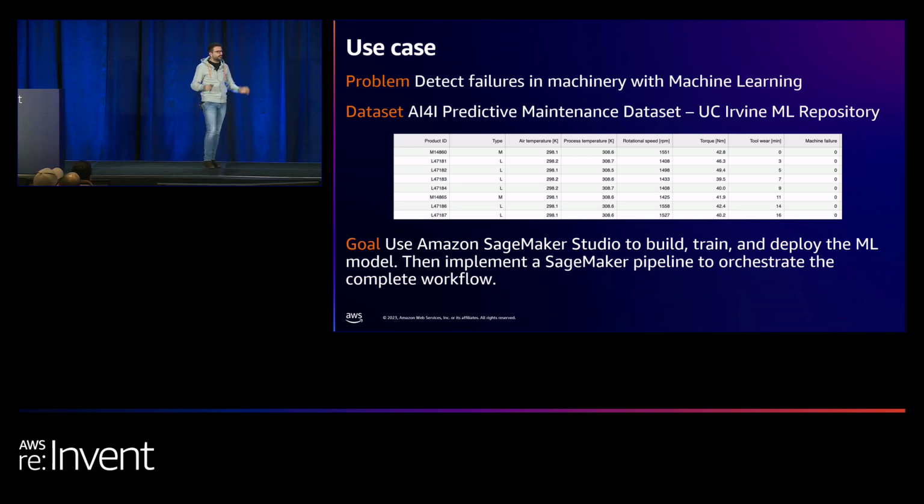So as you can imagine, we want to train a binary classification model here to try to address this use case. And what we're going to do is use SageMaker Studio to build, train, and deploy the machine learning model, plus we will use Amazon SageMaker Pipelines to orchestrate the entire end-to-end machine learning workflow. Great, let me move to the demo.